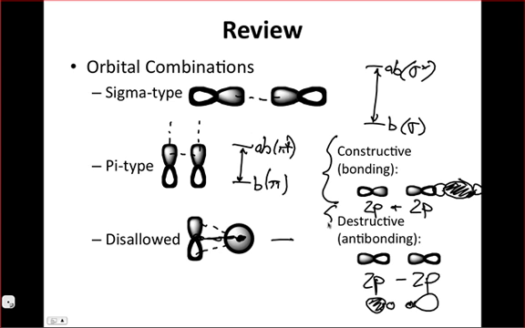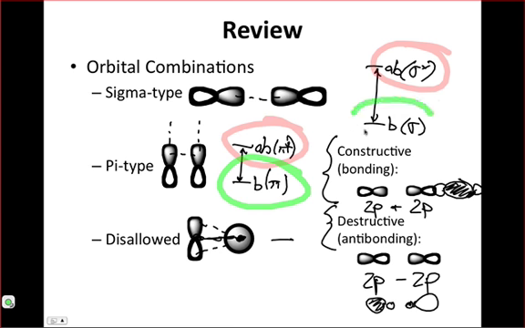Again, destructive and constructive overlap are both allowed, but the trick is destructive overlap destabilizes the resulting MO. So for instance, destructive overlap is at work in this anti-bonding orbital here and this one as well, whereas constructive overlap is at work in the bonding orbitals and serves to stabilize those orbitals relative to the separated combinations.